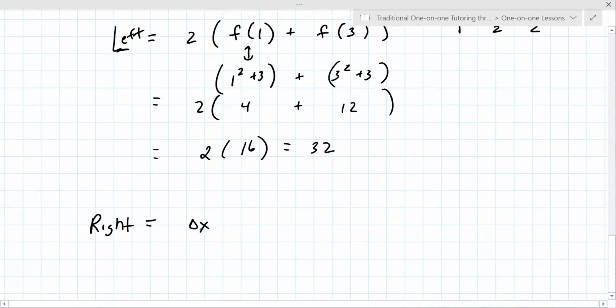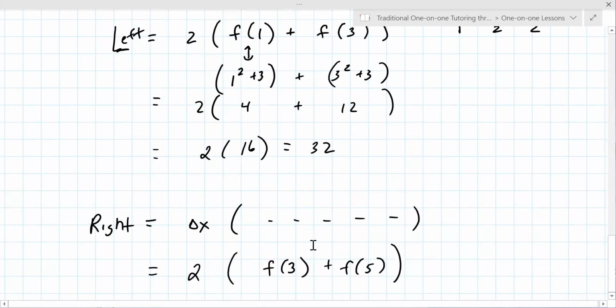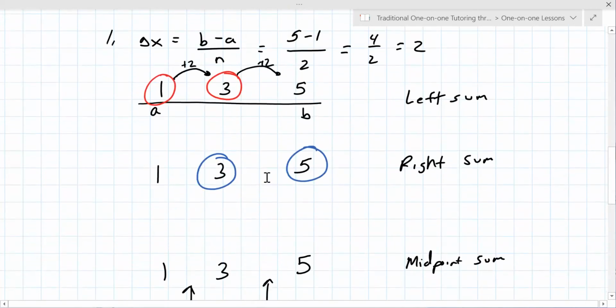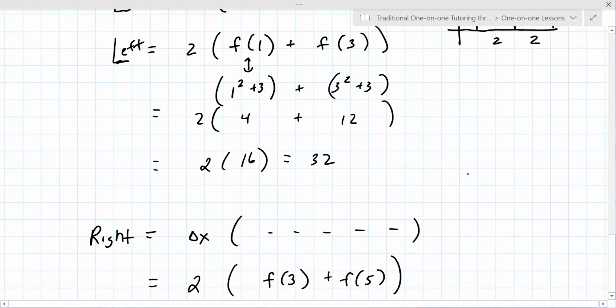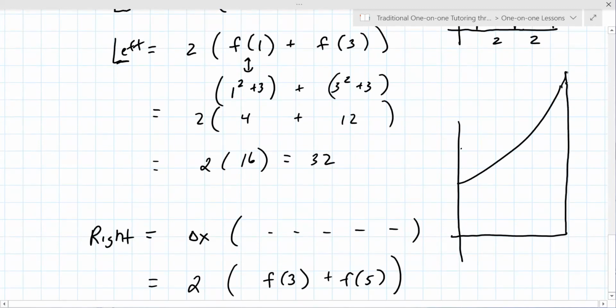The right sum is delta x times this formula, which you can look up later. It's not important. The delta x is still 2, but this time we're doing f of 3 plus f of 5, because 3 and 5 are the right 2 points to use. Okay. Now graphically, and I do think this is important, and not to scale, but this curve looks like this. So you actually go way out here at 5, hit the graph and you go left 2. And then you go way out here at 3 and you hit the graph and go left 2.